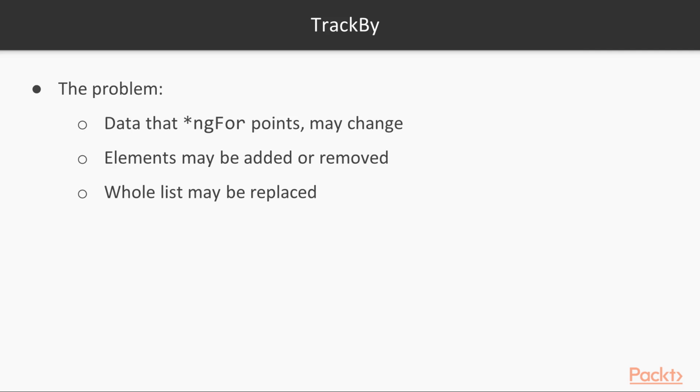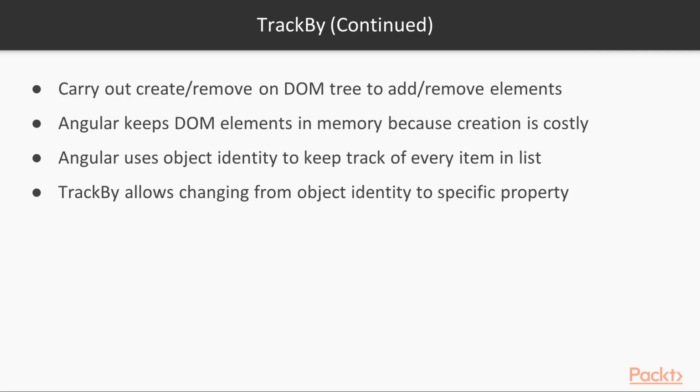Now let us look at the trackBy function. To explain what trackBy does, let's first talk about the problem it attempts to solve. The problem is that the data ng-for is pointing to may change. Elements may be added or removed, and even the whole list may be replaced. The naive approach to the adding or removing of elements is to carry out create or remove on the DOM tree for all those elements. If the same naive approach is used for displaying a new list instead of the old list we used to display, it'll be very expensive and slow.